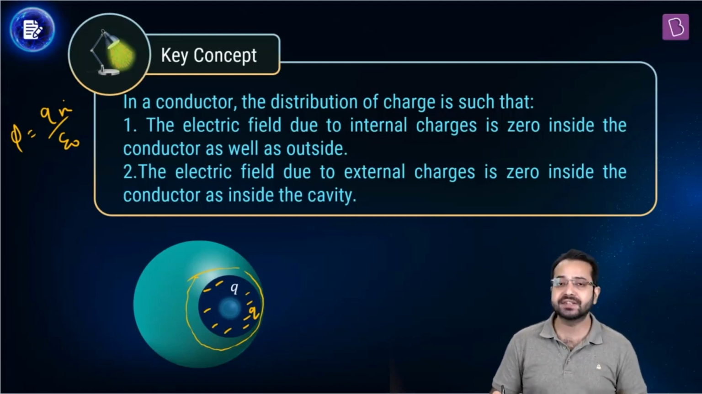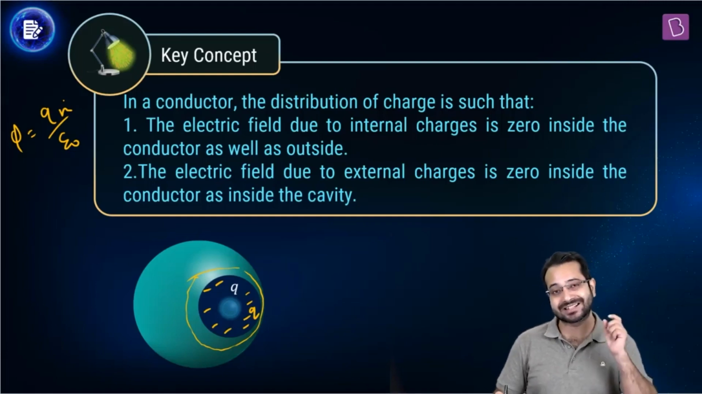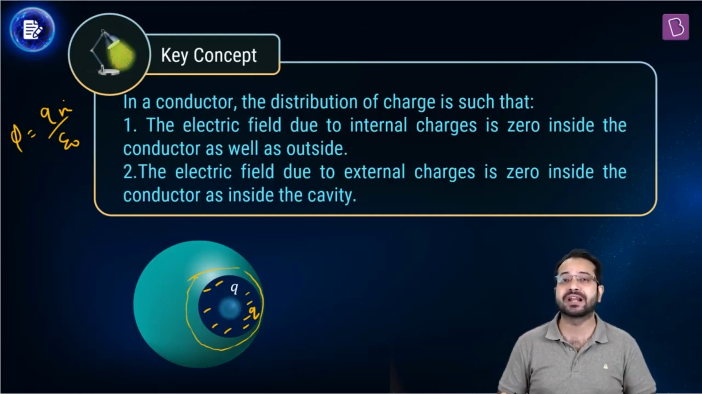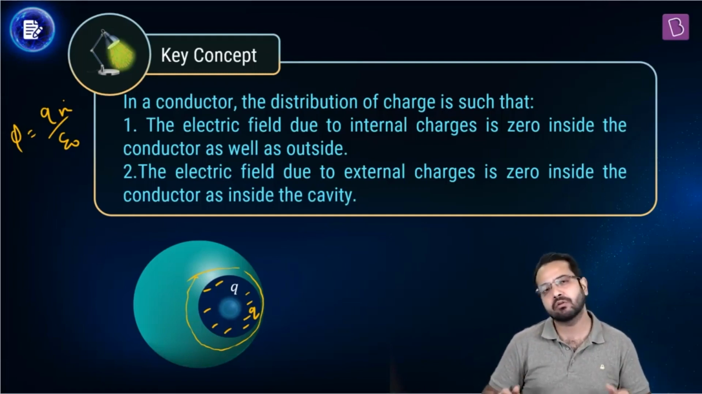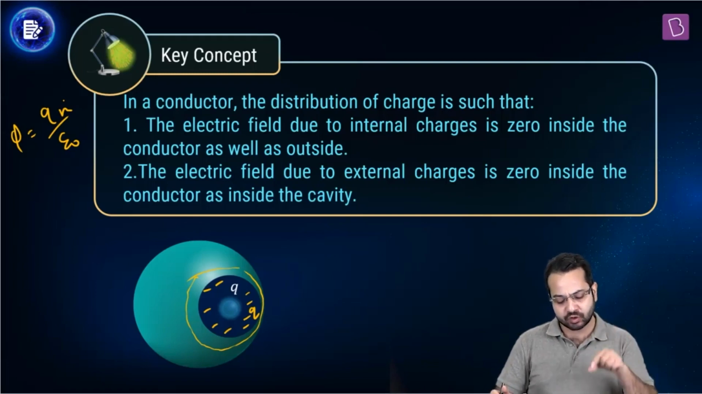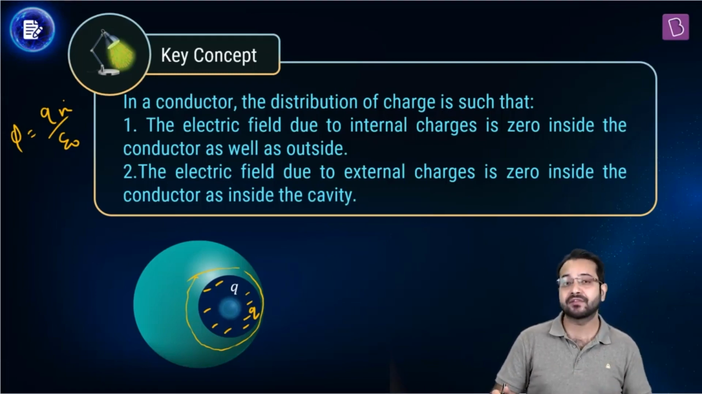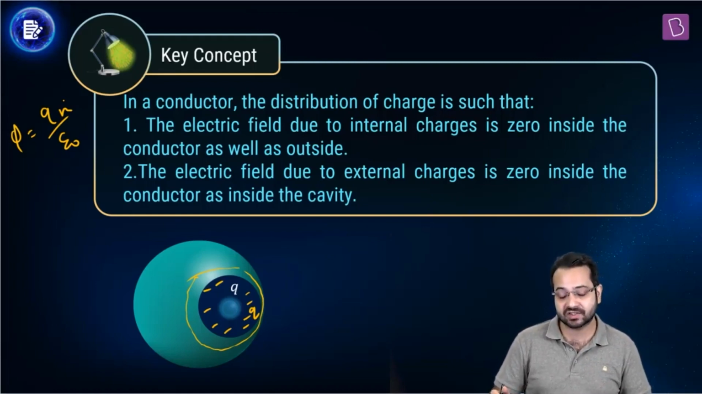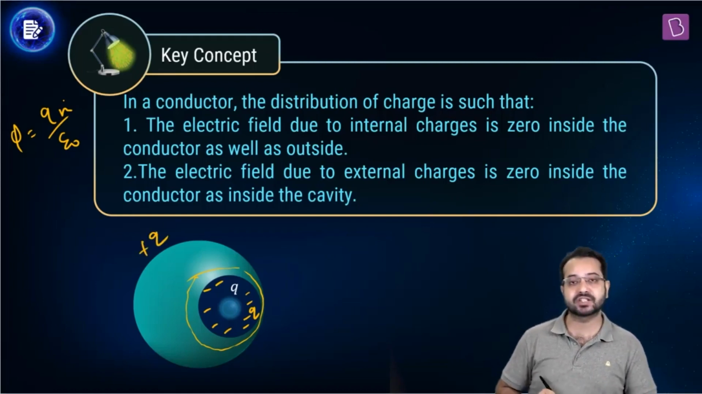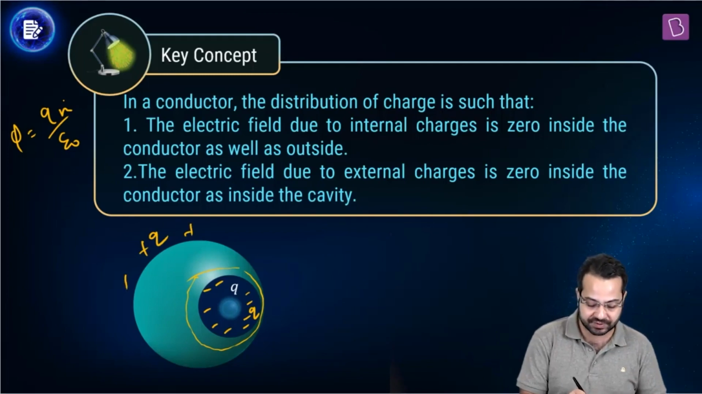Perfect. Now this conductor is uncharged. It is isolated as well. If it is isolated, from where is it going to get charge? There can be no exchange of charges. Okay, so if it was uncharged, it will still remain uncharged. So if minus q has appeared on the inner surface, then necessarily plus q has to appear on the outer surface.